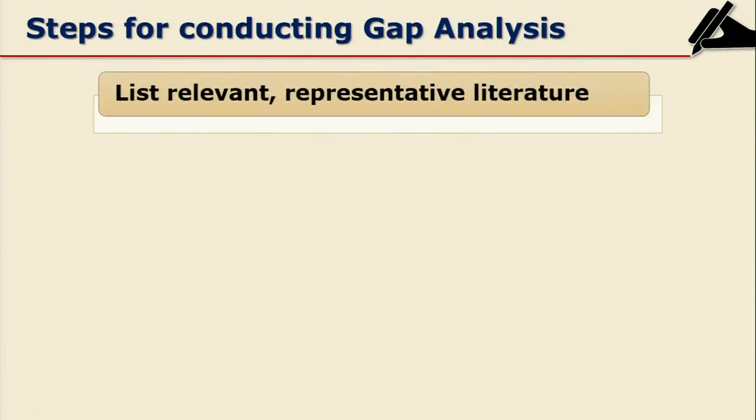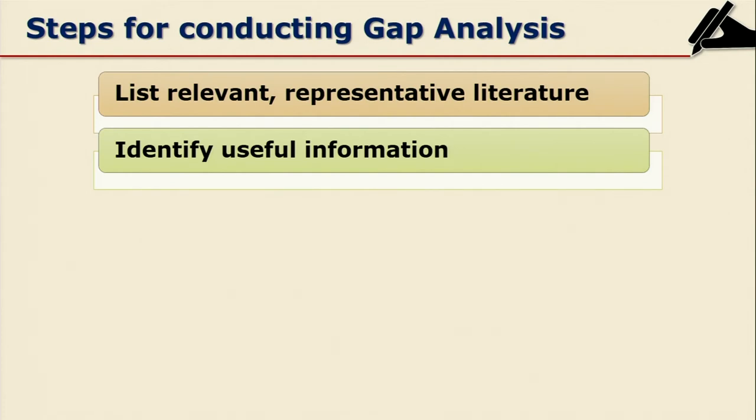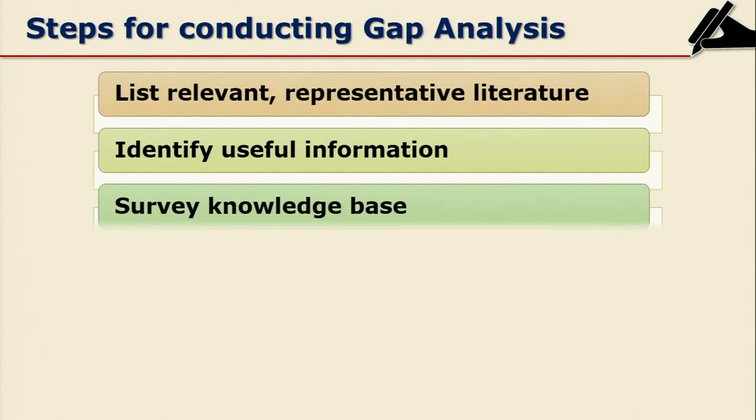Now, how is gap analysis conducted? What we do is, we list all the relevant representative literature. That is, we go through books, journal articles, and theses, and prepare a list of books, journal articles and theses. This is called a working bibliography. Then we identify useful information in it, finding out the topics as well as subtopics treated by others. Then we try to survey the knowledge base. For example, if the topic is the scholarly communication process, it can be in IT or even in educational technology. So you will take a survey of whatever has been contributed by other people. So the knowledge base is assessed at this stage.